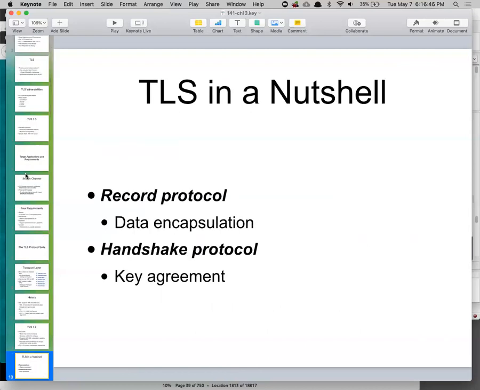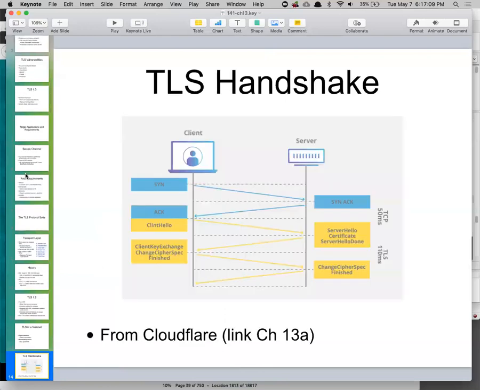So there are two protocols. First you do a handshake where you authenticate the party or both parties, and then you exchange a key. You decide on what cipher to use, and you exchange a key with Diffie-Hellman. And then you now have a shared secret. Now you have a key, and then you have a secure channel, and then you have the record protocol where you just send records back and forth through that secure channel, encapsulating it. So this is the handshake.